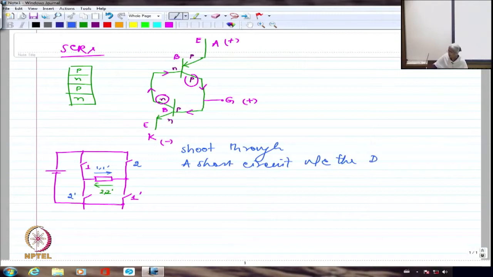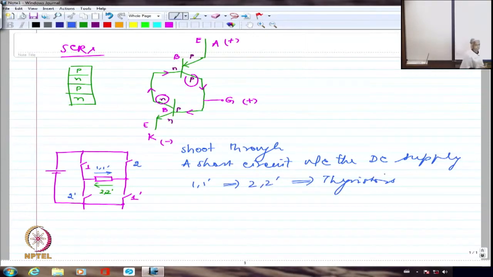So this condition is definitely a very dangerous condition because the battery is essentially like an infinite source. It will be able to circulate a very, very large current, and if these devices are not able to withstand that current, they are going to conk out. So if I have 1 and 1 dash and 2 and 2 dash as thyristors, they are all SCRs or thyristors, then I'm not going to be able to turn them off very easily.